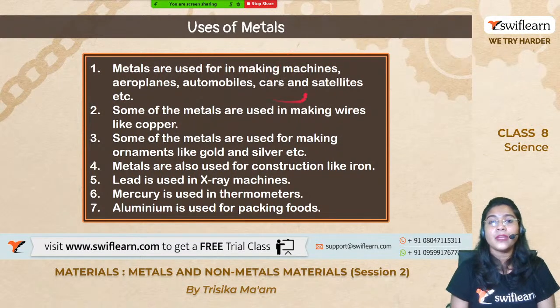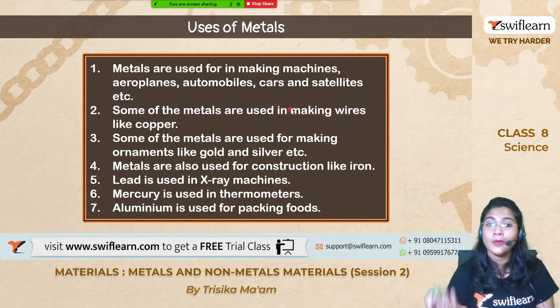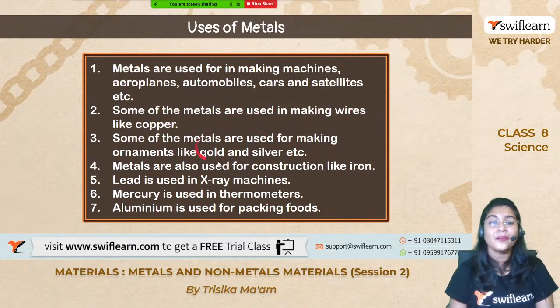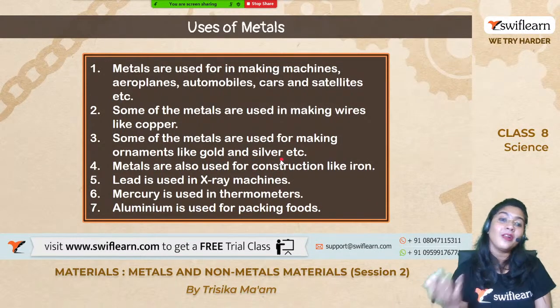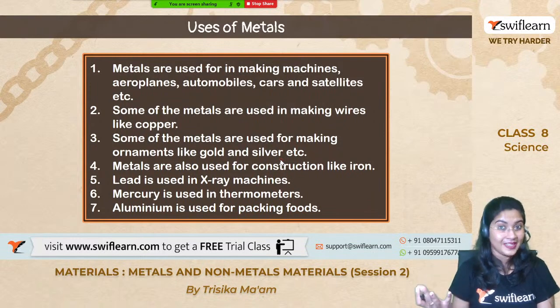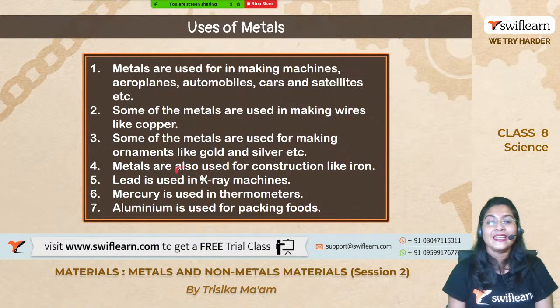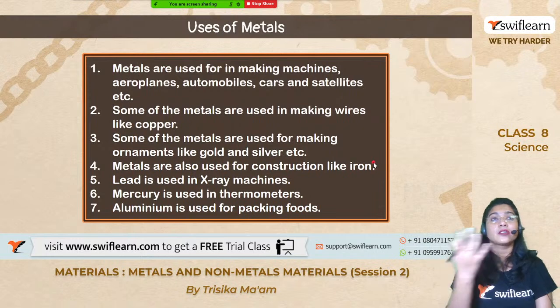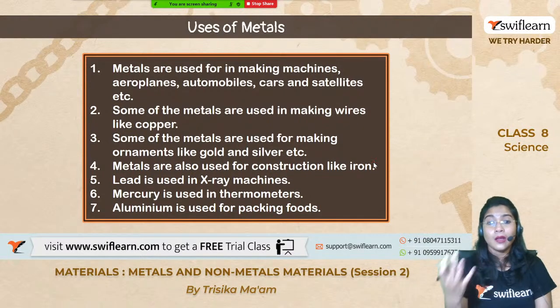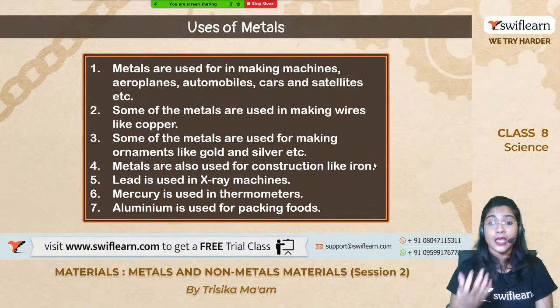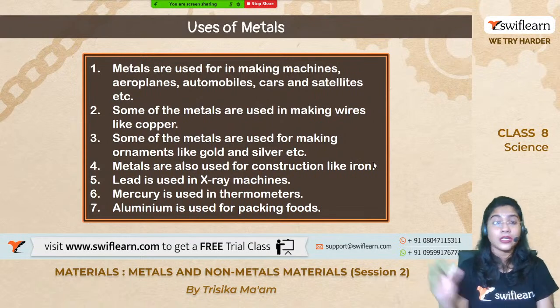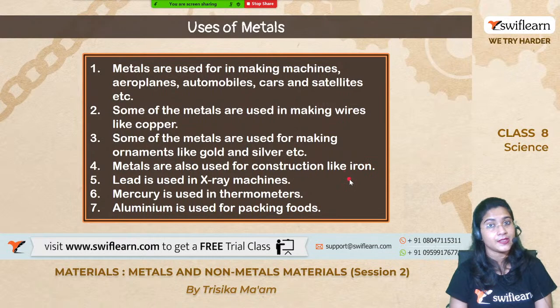Some of the metals are used for making wires. Very important, copper wire, aluminium wire, you know that, Hannah? Yes. Some of the metals are used for making ornaments. Yes, gold, silver, platinum, they all help to make different types of ornaments. Next, the metals are also used for construction, right? For the construction of buildings, bridges, gates, and all. Iron is very important because it is very hard and strong. So metals help in making different types of buildings and for construction purposes.